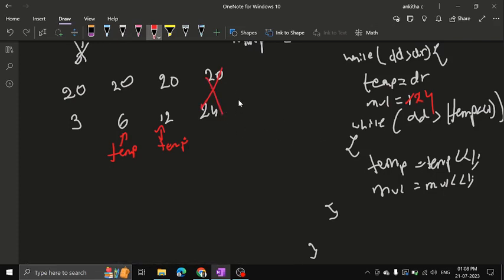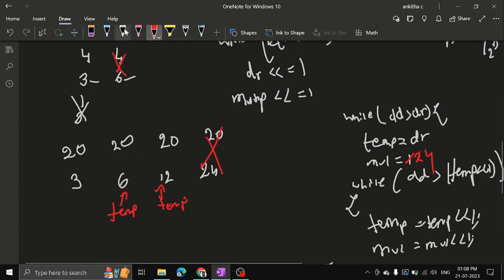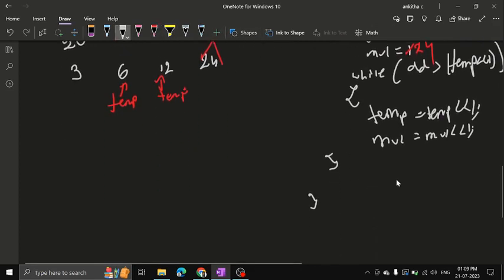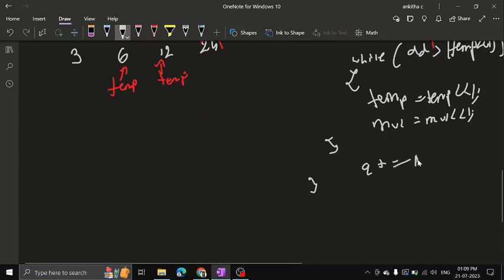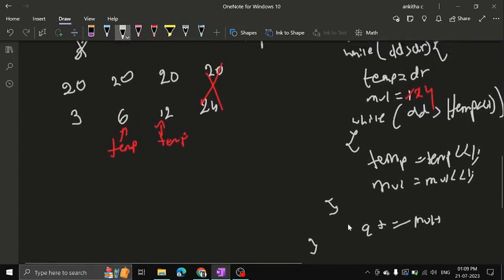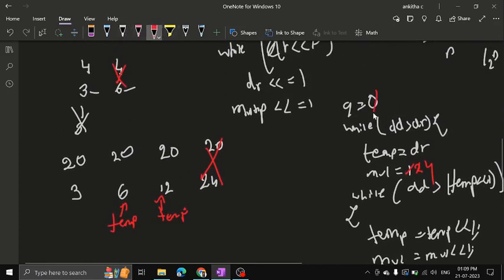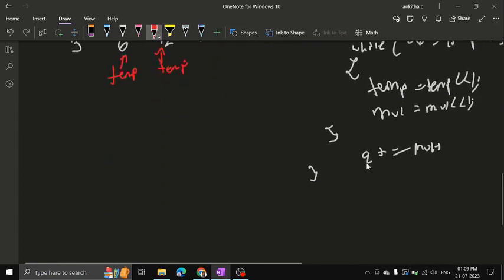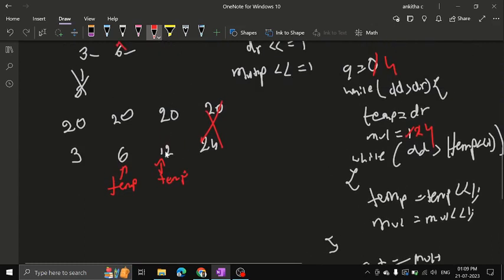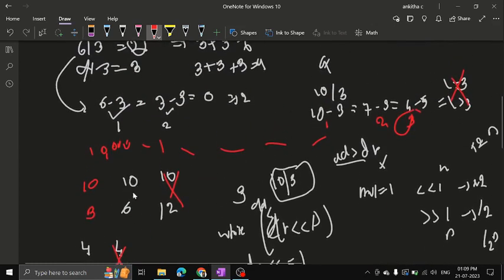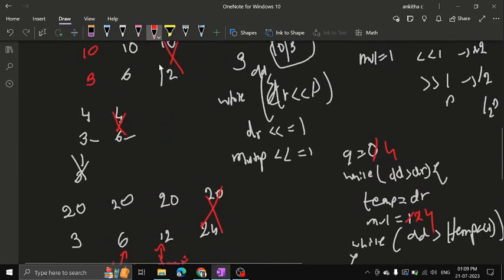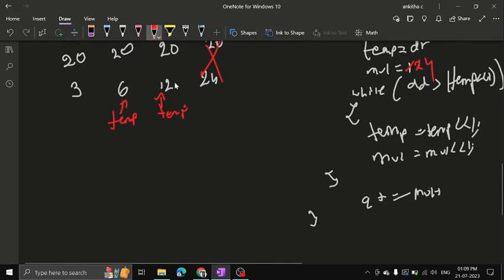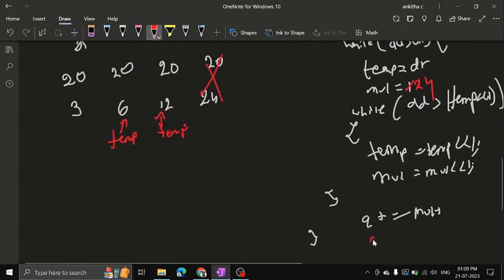So once you get this, now outside the loop we'll have a variable called quotient that is initialized to 0. Now quotient plus equals this multiply. So that means 4 will be added to the quotient. And also, after this, what we have to do, as I said, 20 minus 12 here. For the next step, 10 minus 6 you have to take. So 10 is nothing but the dividend and 6 is nothing but temp. So dividend will be equal to dividend minus temp.